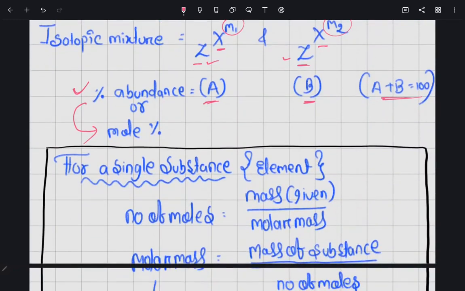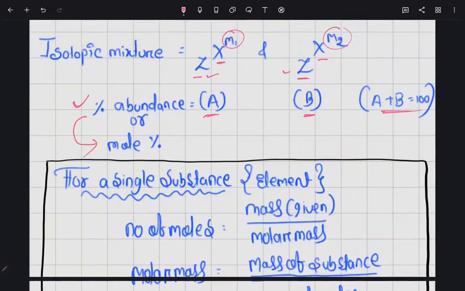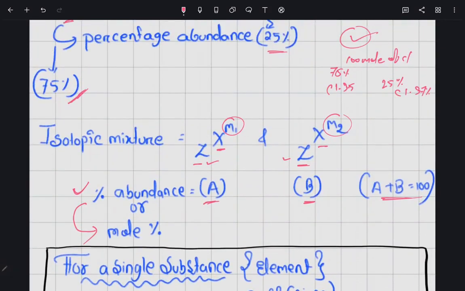So let us find the formulas for these things. You might have seen in an exam or in your NCERT book, they have given a formula: average atomic mass equals M1A plus M2B divided by A plus B. Such formulas you will be getting. How these formulas came into the picture, we'll understand.